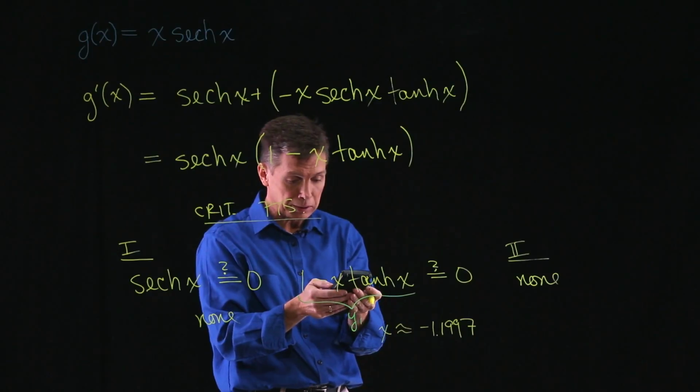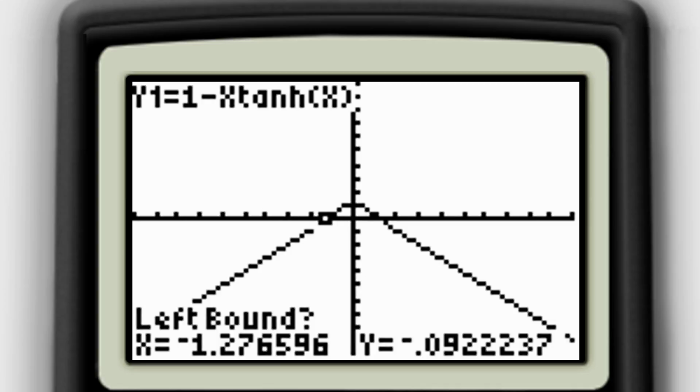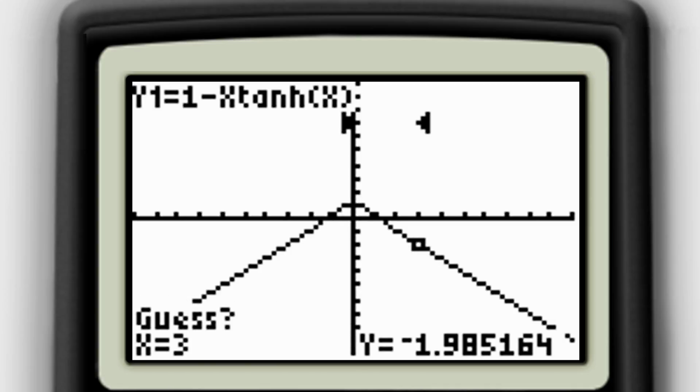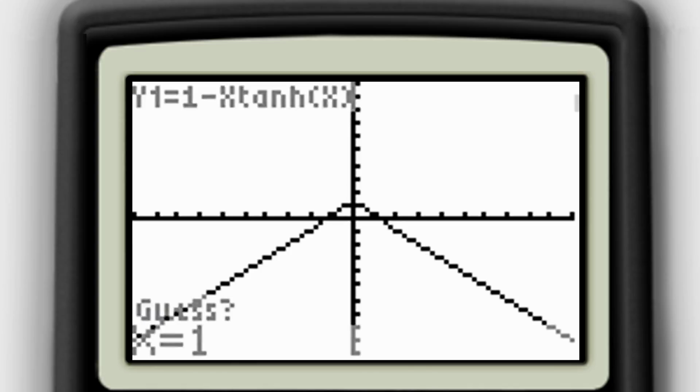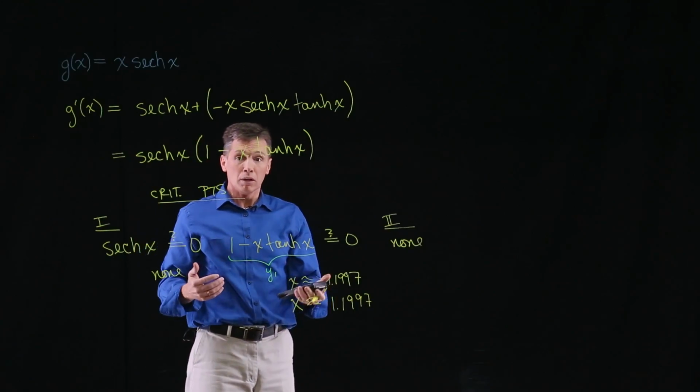So I'll use my graphing utility again with its features to find this. For my left bound this time, I'll say 0. For my right bound, I'll say 3. If you're picking up, there's a little bit of symmetry there. And for my guess, I'll say 1. And the symmetry holds true even in the answer here. The second value of x is a positive 1.1997. Okay. All right, good.